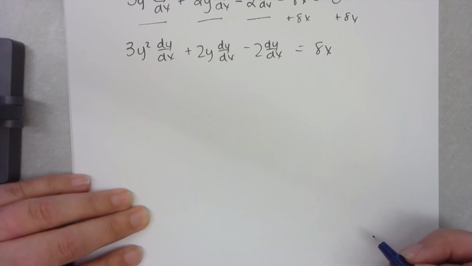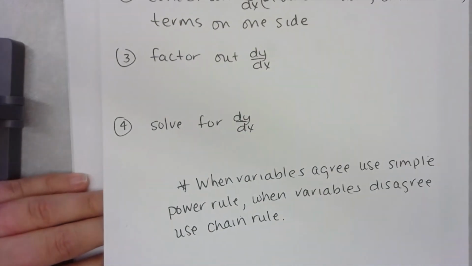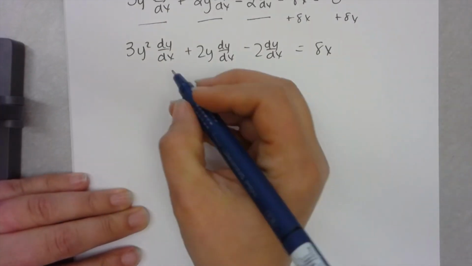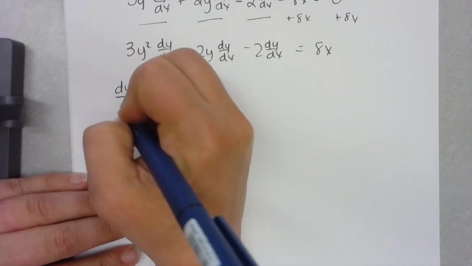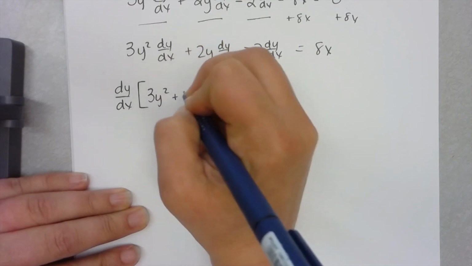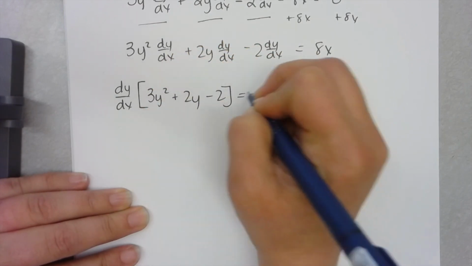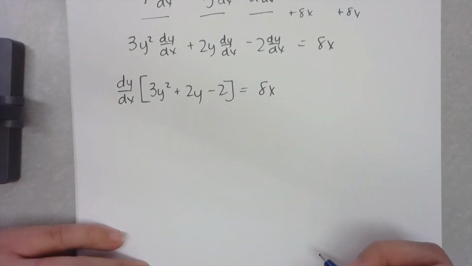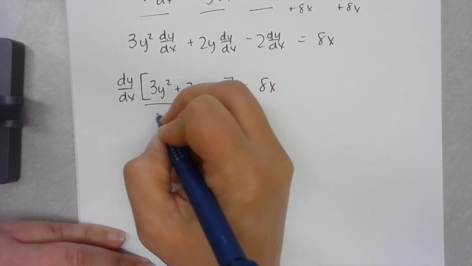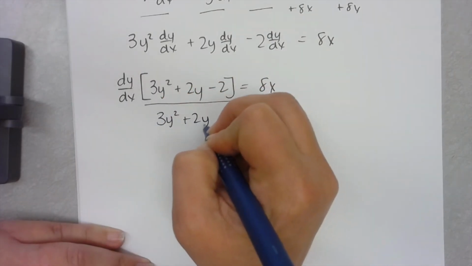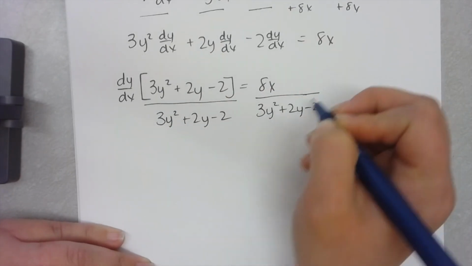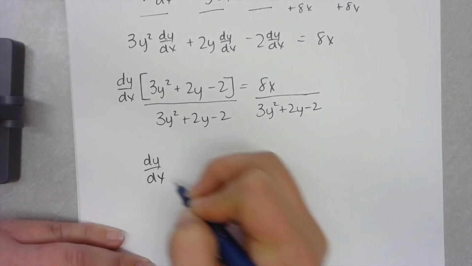All right, the next step, step 3, is to factor out dy/dx. It's in all three of these, so I factor out dy/dx, and I end up with 3y squared plus 2y minus 2. This is equal to 8x. And so my last step, I'm trying to solve for dy/dx, and I just divide by everything that's not dy/dx at this point. So my derivative, dy/dx, is equal to this.